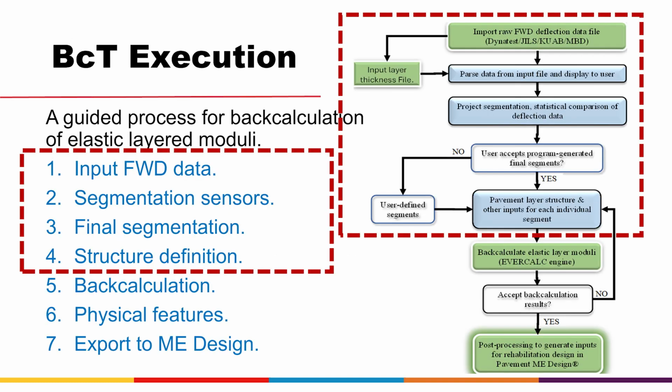This flowchart or diagram was included in Session 1, which introduced the guided process for back calculation using the BcT. Session 2 will overview the first 4 steps in the guided process. These 4 steps are: FWD data inputs, identifying the sensors to be used to segment the project into design sections, determining the segments to be used to back calculate elastic layer moduli, and finally, setting up or defining the pavement structure and layers to be used in the back calculation process.